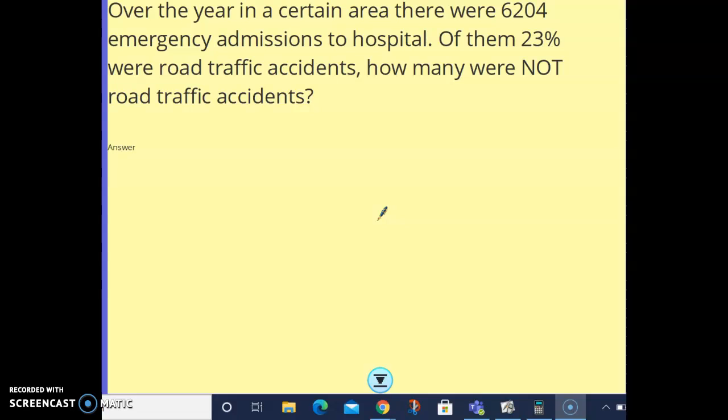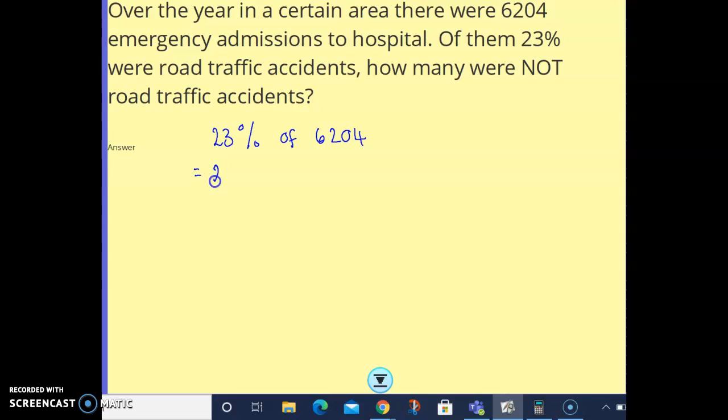Okay, so over a year, in a certain area, there were 6,204 emergency admissions to hospital. Of them, 23% were road traffic accidents. How many were not road traffic accidents? Okay, so we need to start by finding 23% of 6,204.